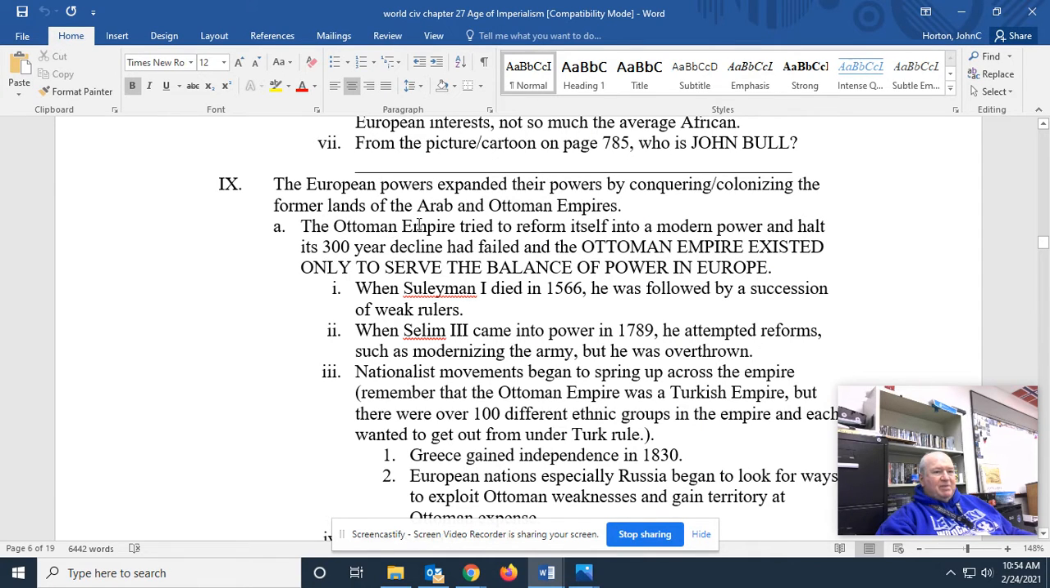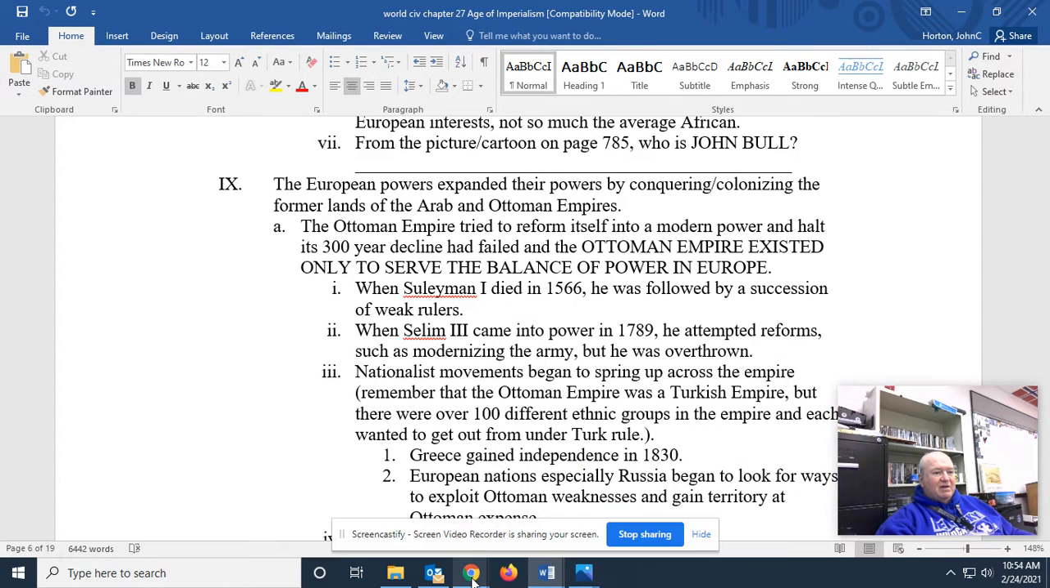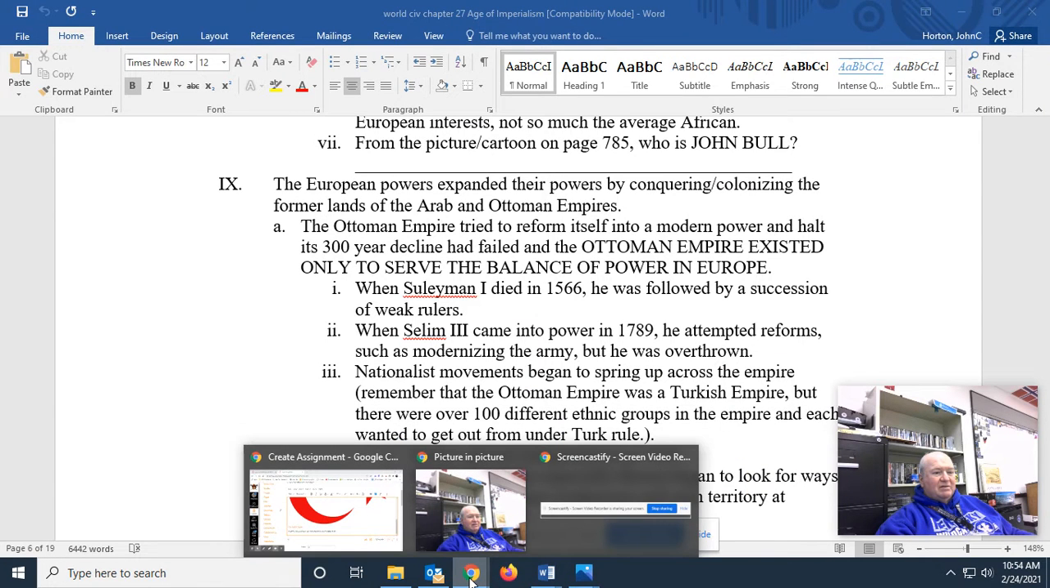The Ottoman Empire, which we just looked at. In fact, all I've got to do is, forgive me, click that. No, I don't. Important. Getting messed up here.